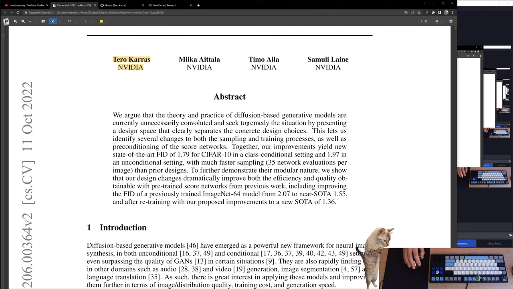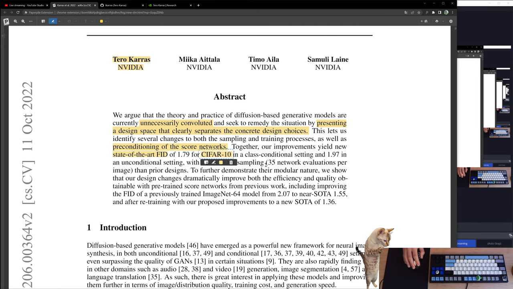All right. So, the theory and practice of diffusion-based generative models are unnecessarily convoluted. Okay, so they're going to present a design space that separates the concrete design choices. Preconditioning on the score. Okay. New state-of-the-art FID. We'll figure out what that is later.